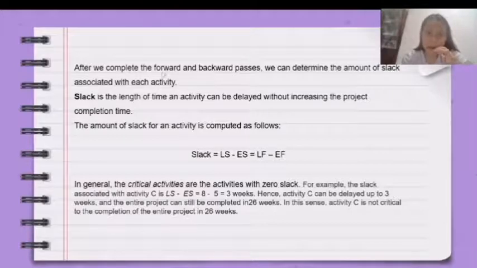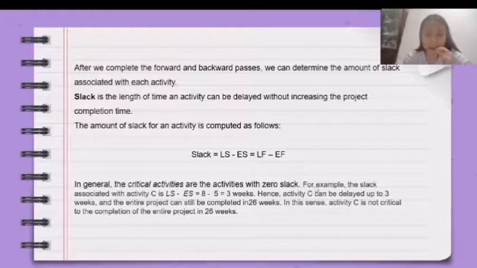After we complete the forward and backward passes, we can determine the amount of slack associated with each activity. Slack is the length of time an activity can be delayed without increasing the project completion time, or in other words, it is also called the non-critical activities. The amount of slack for an activity is computed as follows. Slack is equal to latest start time minus earliest start time equals latest finish time minus earliest finish time. In general, the critical activities are the activities with zero slack, as they cannot be delayed even for just a week, as it will affect or delay the entire project.